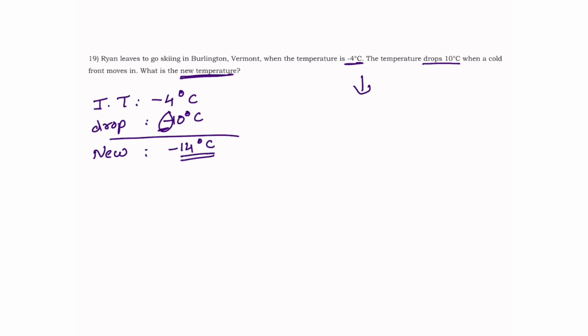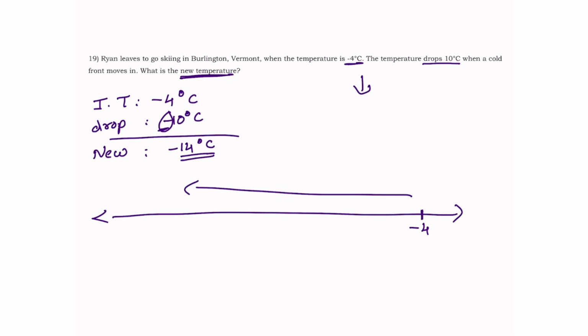So why are we adding? Let's try to understand this on a number line. Okay, now you are at minus 4 here. Now it's dropping. When you say drop, you move to the left on the number line. And how much are you moving? You're moving down by 10. So 10 plus 4 is 14, right? And that's minus. So that's how you get minus 14 as the answer. Okay, so that's how you solve this question.